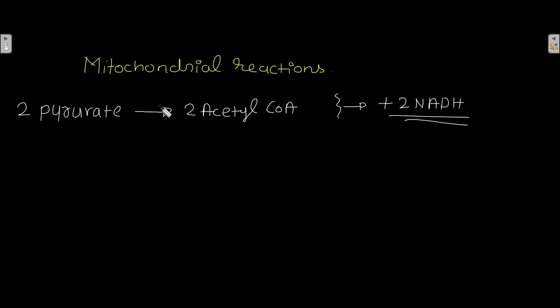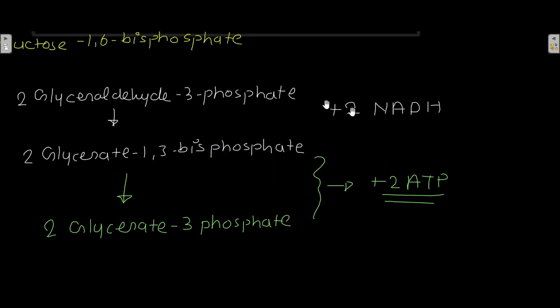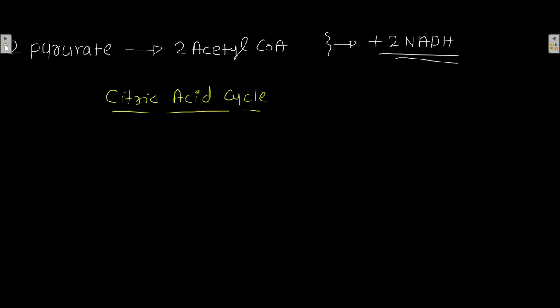Now during mitochondrial reactions, when 2 pyruvate molecules are converted into 2 acetyl coenzyme A, in this reaction 2 NADH molecules are synthesized. Okay, so 2 molecules of NADH we got in this reaction, and 2 molecules of NADH we got in this reaction when glyceraldehyde 3-phosphate got converted into glycerate 1,3-bisphosphate. Now let's consider the citric acid cycle, because the acetyl coenzyme A produced here then goes into the citric acid cycle.